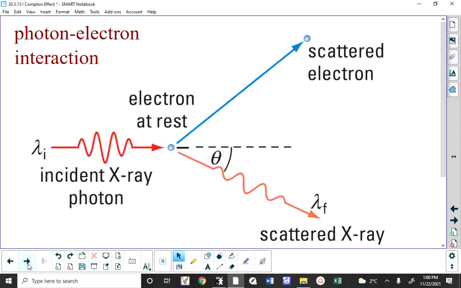Visually, what happens, this is a diagram from your text. I've never been a big fan of this, but I get it. Here's the incident X-ray photon. The reason I don't really like this is it's drawn as a wave. But you can also visualize that this is a lump of energy, a photon. And then over here you have a lump of energy.